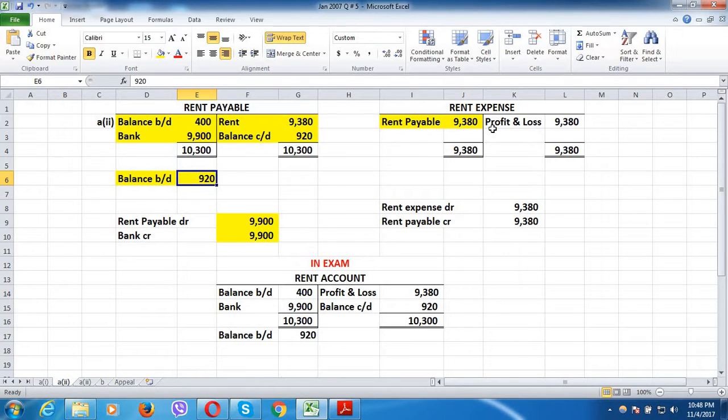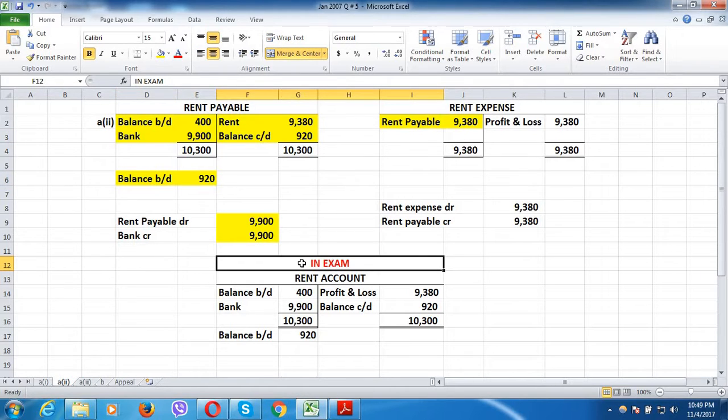Clear? So if you transfer your rent expense to your profit and loss account at the year end, then you will have to write profit and loss on your rent expense account on the credit side, because for balancing your rent expense you will definitely have to put 9,380 on the credit side and the heading will be profit and loss. Clear? Profit and loss means this will be transferred to your profit and loss account, and balance CD here and balance BD on the opening side. This means this will be transferred to your balance sheet. Clear?